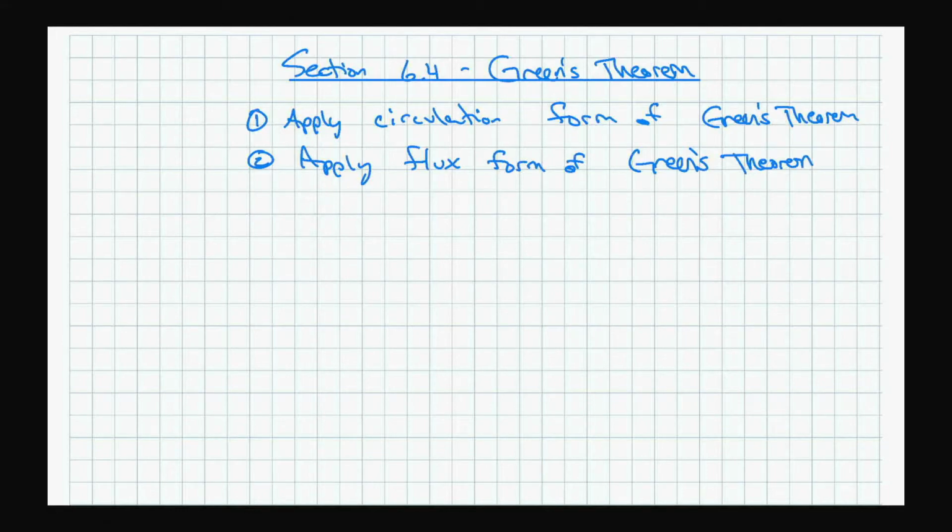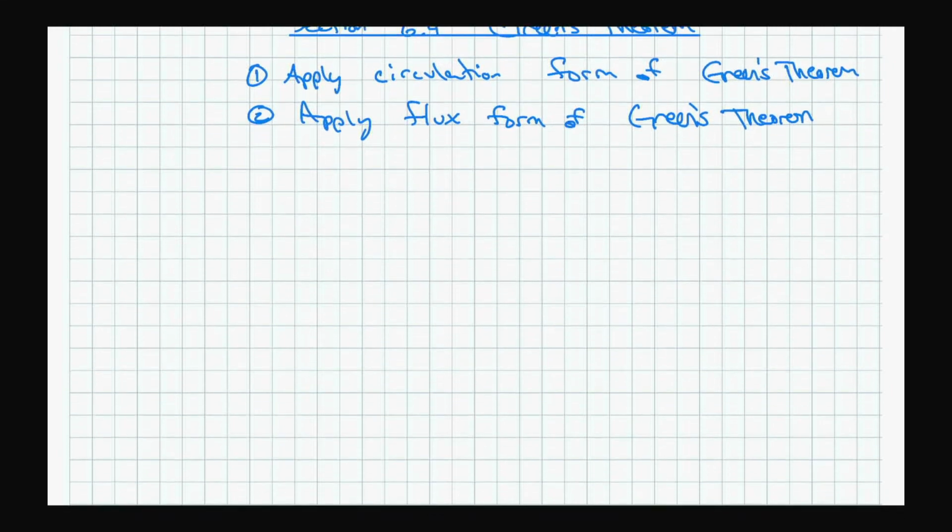Okay, everybody. So what we're going to be looking at today is section 6.4 in your book, which is Green's theorem. Our topics are basically going to be this. We're just going to apply the circulation form of Green's theorem, and we're going to apply the flux form of Green's theorem, which we'll learn about momentarily. Before we do that, let's get the idea of what is Green's theorem? What are we going to be doing?